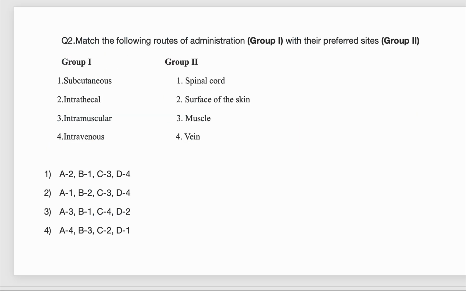Now let's move to the next question. This was a match the following question, where we had to match group 1 with group 2, in which they had given the routes of administration and their preferred sites. So group 1 had subcutaneous, intrathecal, intramuscular, and intravenous. And group 2 had different sites: spinal cord, surface of skin, muscle, and vein. You had to match them by their preferred site.